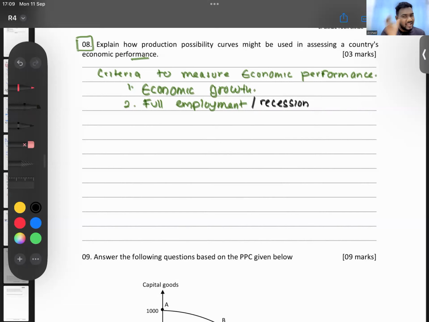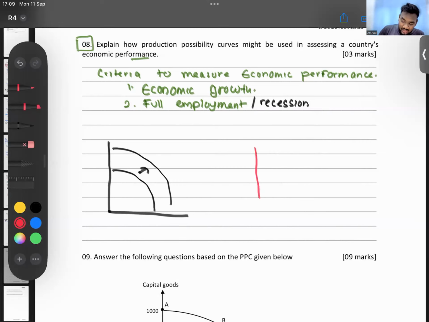And then you can say economic growth. How can we measure economic growth? When there is economic growth, the PPC will show that it has gone up. Then full employment. How does the PPC show full employment? On a point on the PPC. So the question is not hard, but you have to come up with an answer.